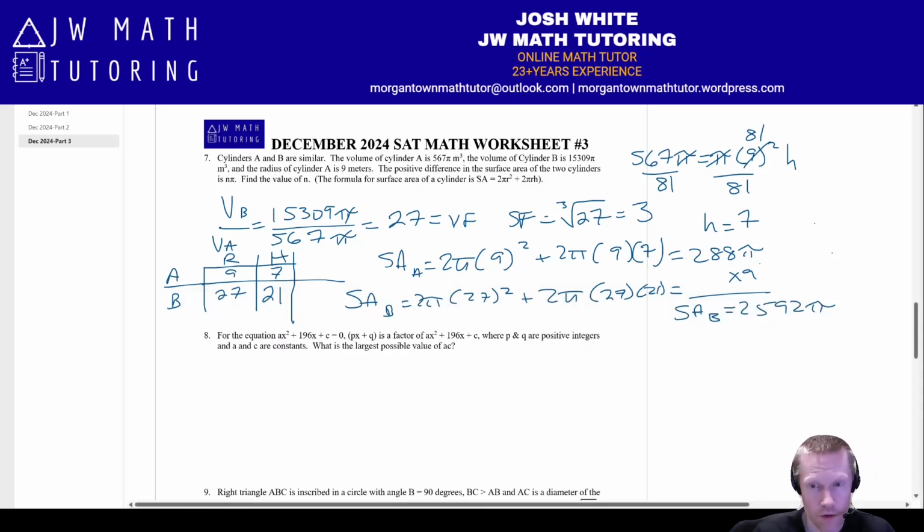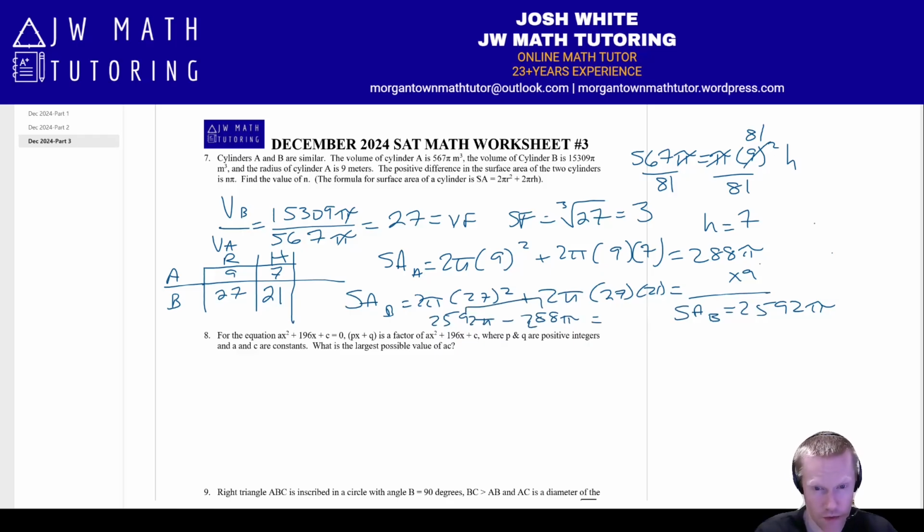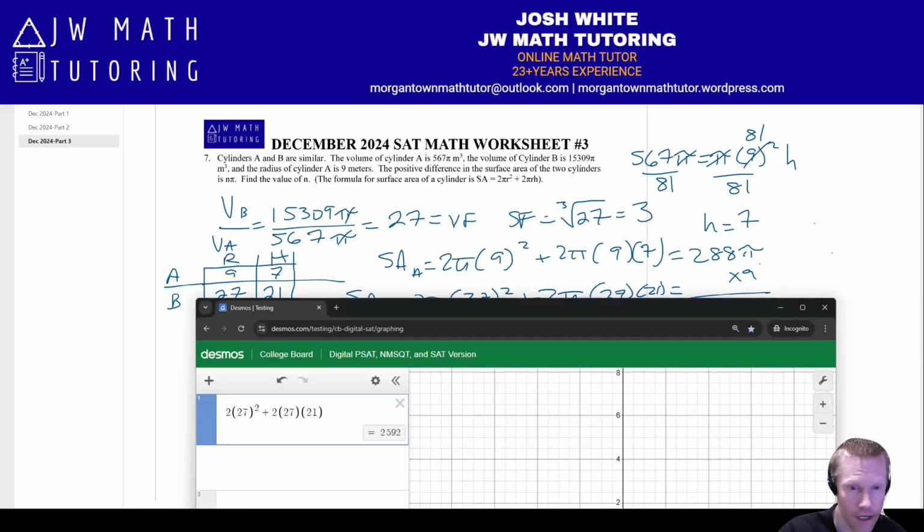All right. So again, that's just a little shortcut you could use if you want to save time, want to skip some work. Now we can do the final step. It's 2592 pi minus 288 pi. We don't care about the pi part. We only care about subtracting the coefficients here. So we can go ahead and do that.